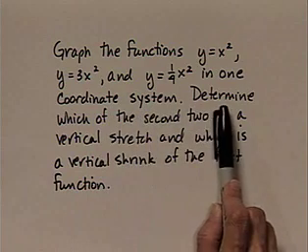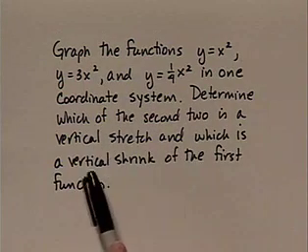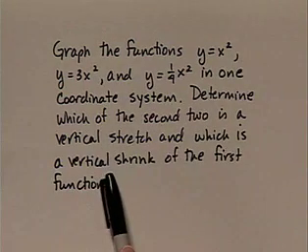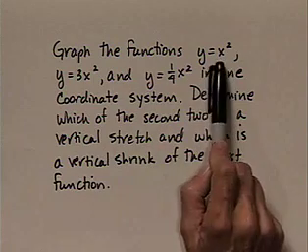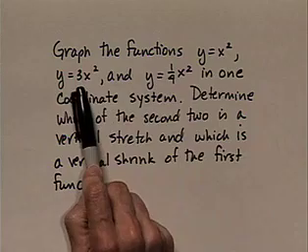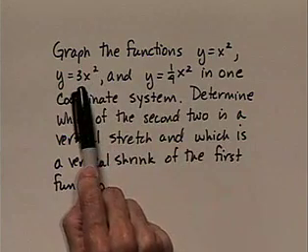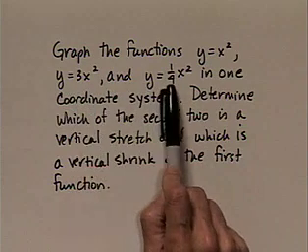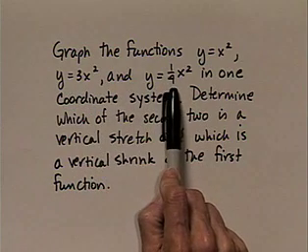And we're going to determine from our graph which of the second two is a vertical stretch and which is a vertical shrink of the first function. Let's do this a little bit at a time. Let's first graph x squared and 3x squared and determine, if we can, whether that's a vertical stretch or shrink. And then we'll go back and graph in the third function.